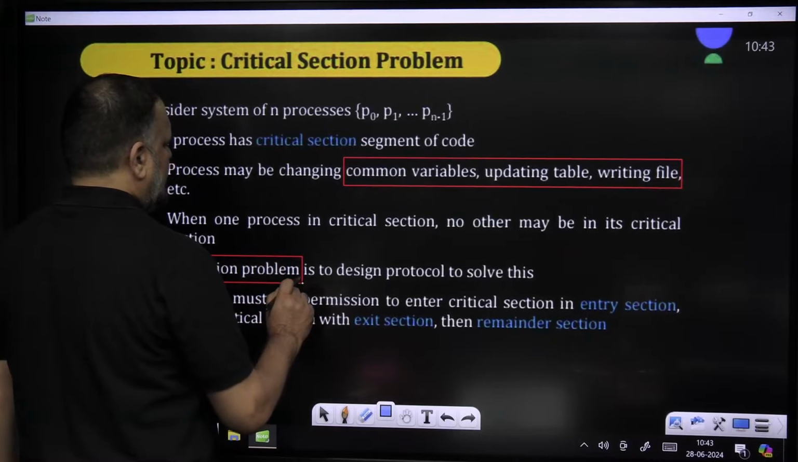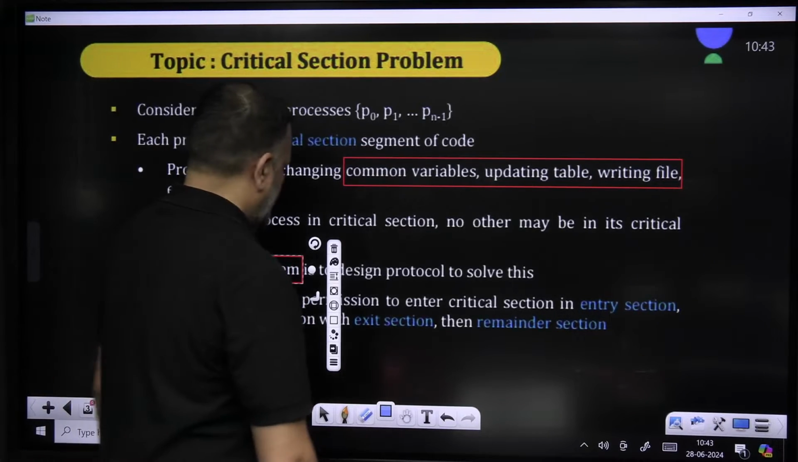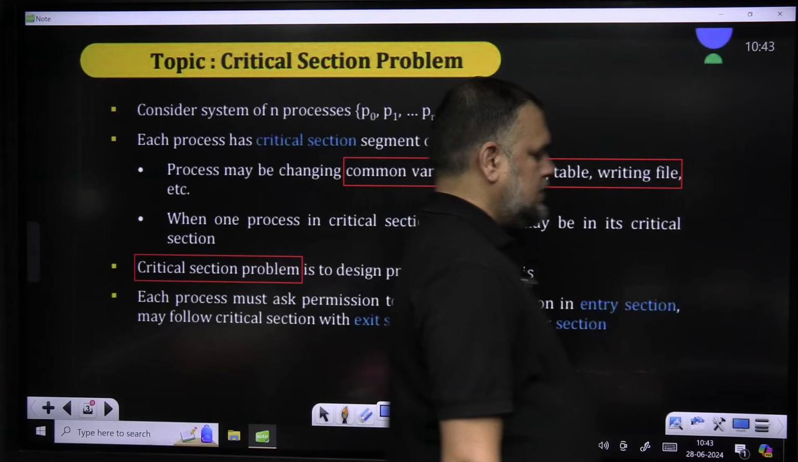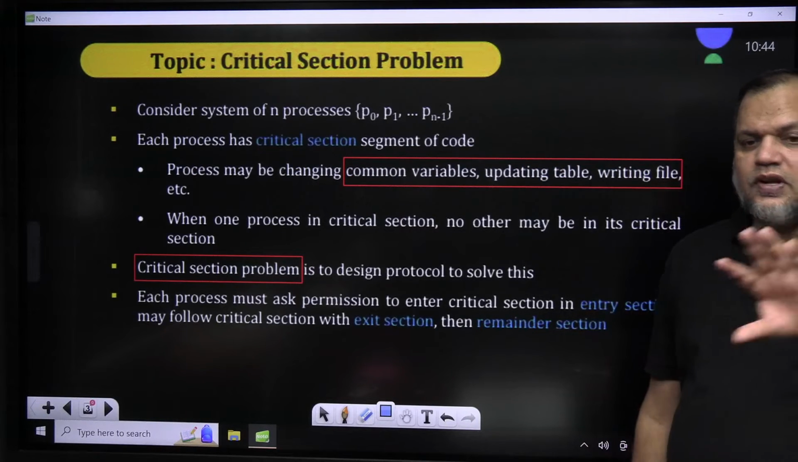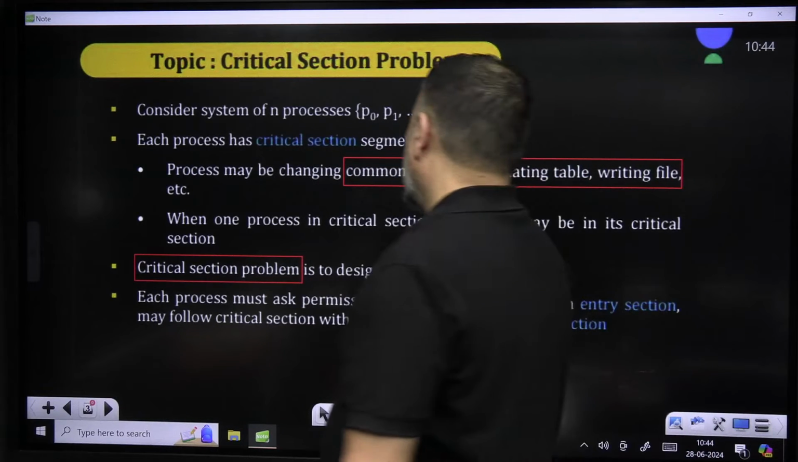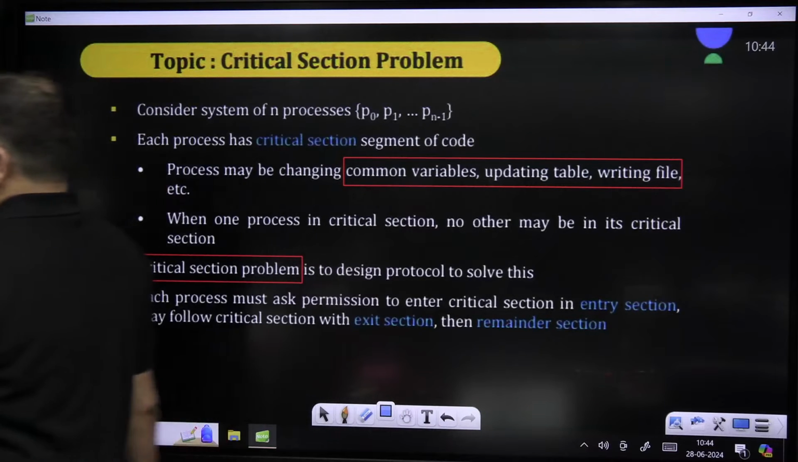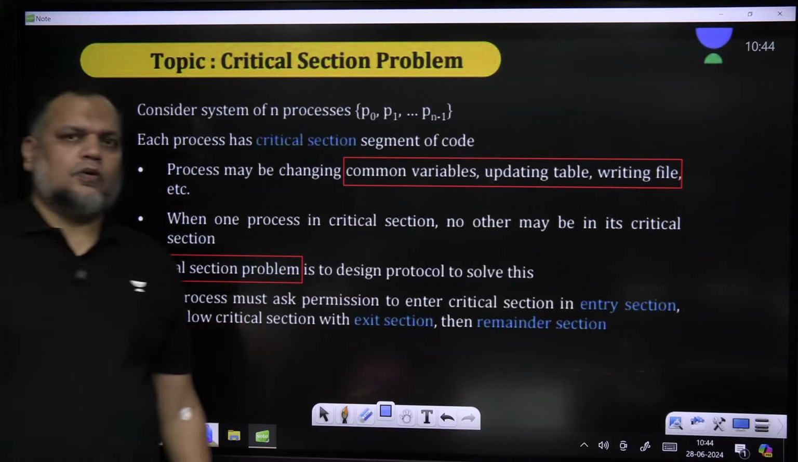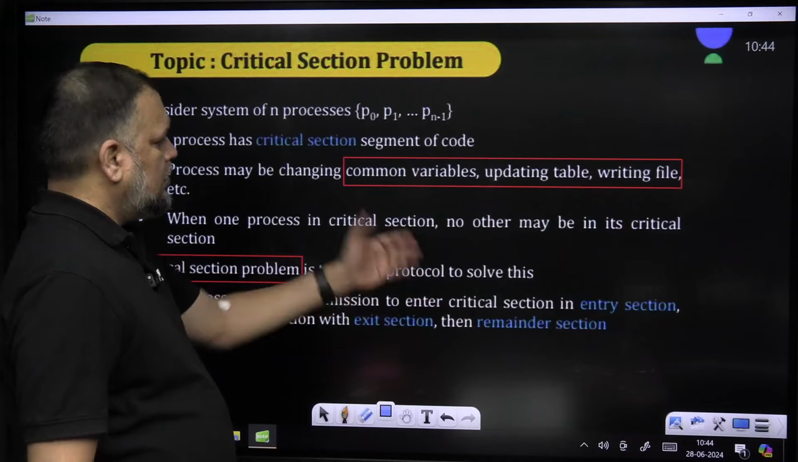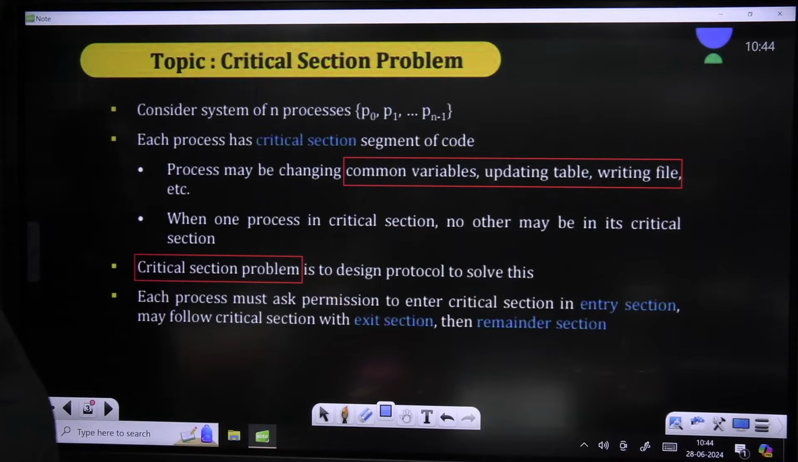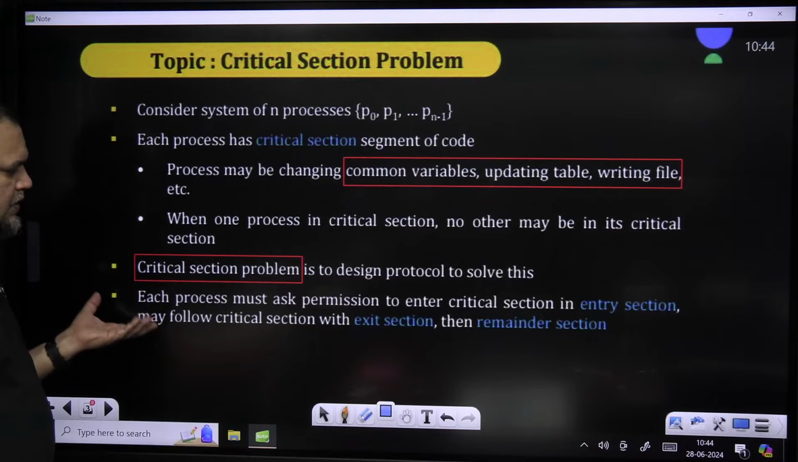The problem we need to solve is that only one process should be allowed to enter the critical section. So that problem is named the critical section problem. Solving the critical section problem implies we need to develop a protocol to solve this issue. Each process, this is a basic ideology, boys and girls, this is a basic ideology.